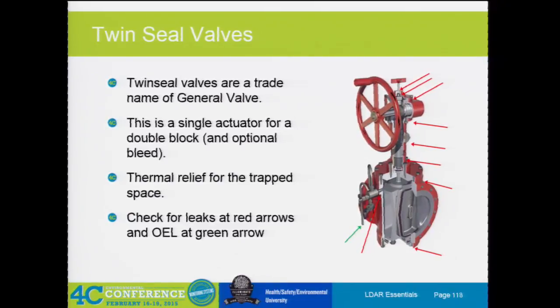So that's just a trade name. These are single actuator for a double block, with an optional bleed system on them. Usually you see that bleed wrap back to process. Sometimes you'll see it bleed to atmosphere. The ones that wrap to process are probably a little nicer for that. So these are all the leak interfaces on it, and it says check for the open-ended lines. This is where your bleed would go to atmosphere, right down here. Sometimes you'll see the bleed come out and be routed back into the process on those too.